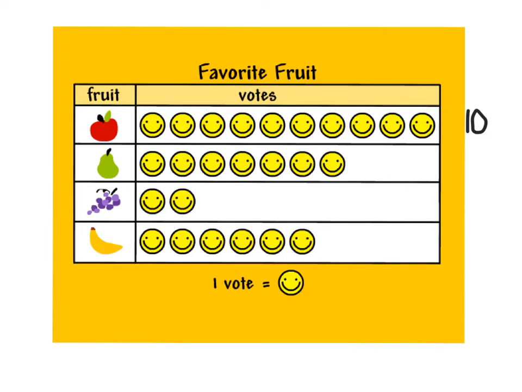Now let's see how many people chose pears. 1, 2, 3, 4, 5, 6, 7. So we have 7 that chose pears. Now let's go and see how many chose grapes as their favorite. 1, 2. Just 2. And then last, we're going to look to see how many people chose bananas. 1, 2, 3, 4, 5, 6. So we have a total of 6.